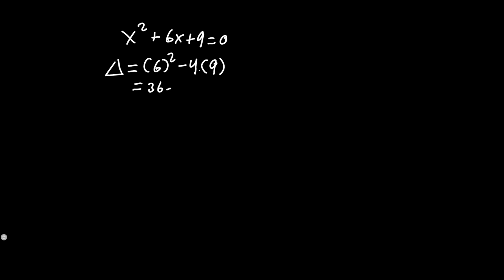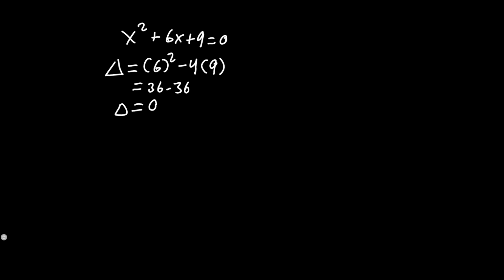And for x squared plus 6x plus 9 is equal to 0, we could go ahead and look at the discriminant. The discriminant is equal to 6 squared minus 4 times 9. And 6 squared is 36, and 4 times 9 is 36. So the discriminant is equal to 0.